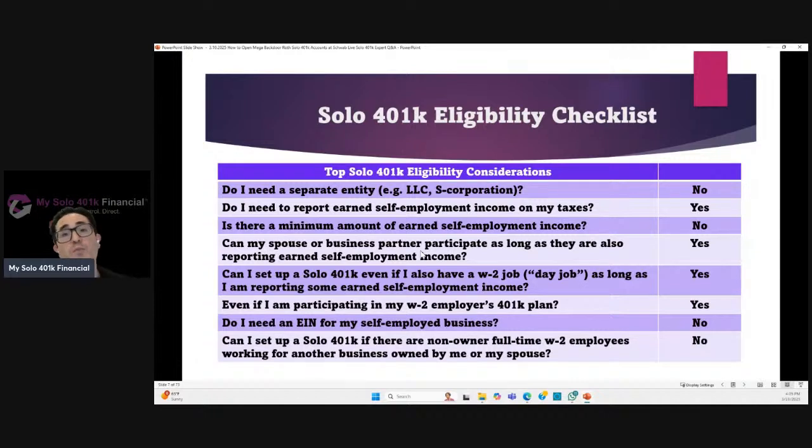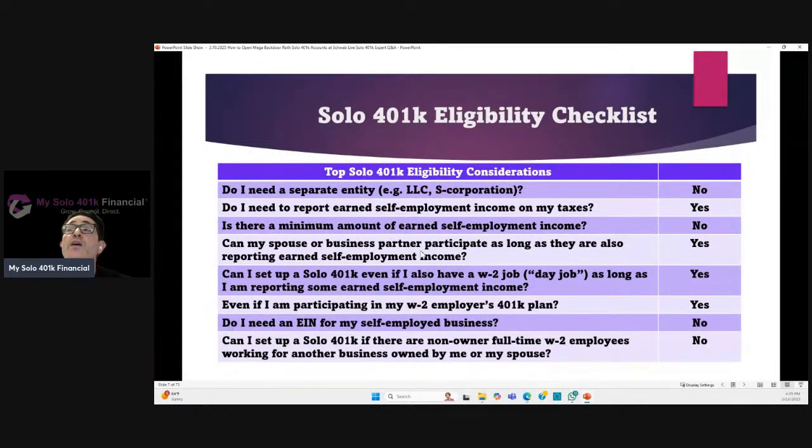Earned self-employment income for a business that's taxed as a sole proprietorship is income reported on Schedule C of your 1040, whereas earned self-employment income for a business that's taxed as an S Corp is W-2 wages from that S Corp. There's no minimum amount of earned self-employment income that one needs in order to be eligible to set up a plan. In other words, it's not just for larger self-employed businesses. Even micro self-employed businesses would be eligible to set up a solo 401k.